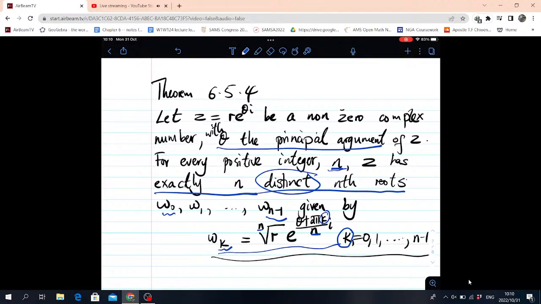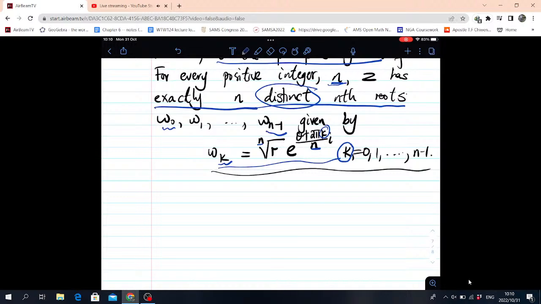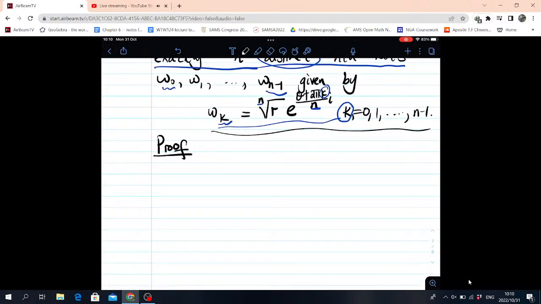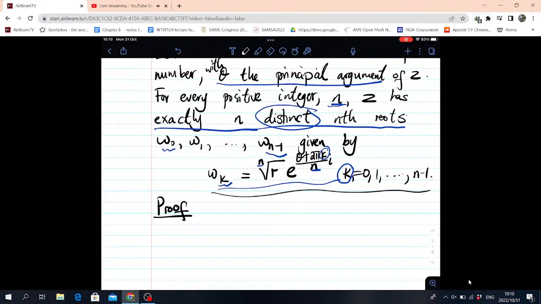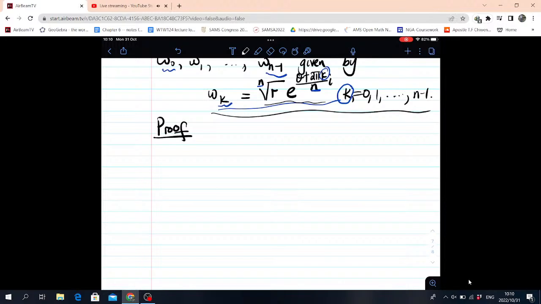So we are going to do the proof of this. I don't know how far we'll go. Maybe we will just look at some part of the proof. But basically we need to understand what the proof is about. So we need to prove that there are exactly n distinct roots and all of them are of this form. So let's see what we have.